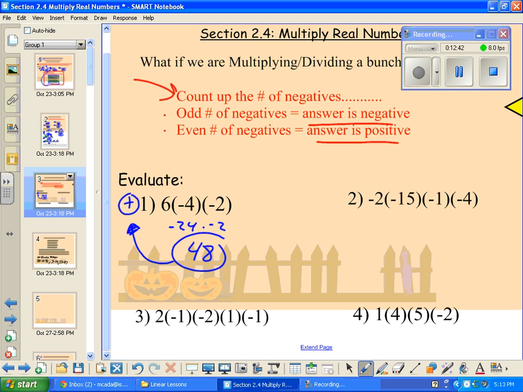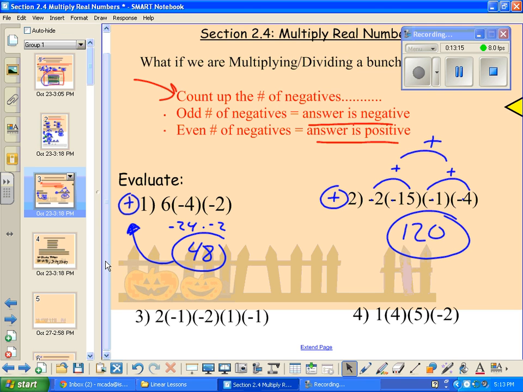Number 2, I see that I have a negative times a negative here, and a negative times a negative here. Both these would give me positives. And then that would obviously give me a positive for an answer. Okay, that's one way I could do it. Or again, looking at the top of the page here, I can see that I have 4 negative signs: 1, 2, 3, 4. So there's an even number of negatives. So that tells me I should get a positive for an answer. 2 times 15 gives me 30. Times 1 is still 30. Times 4 gives me 120.